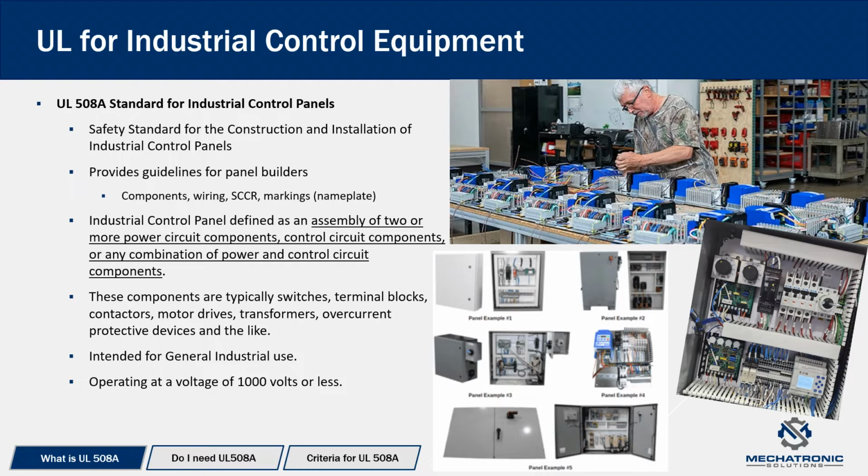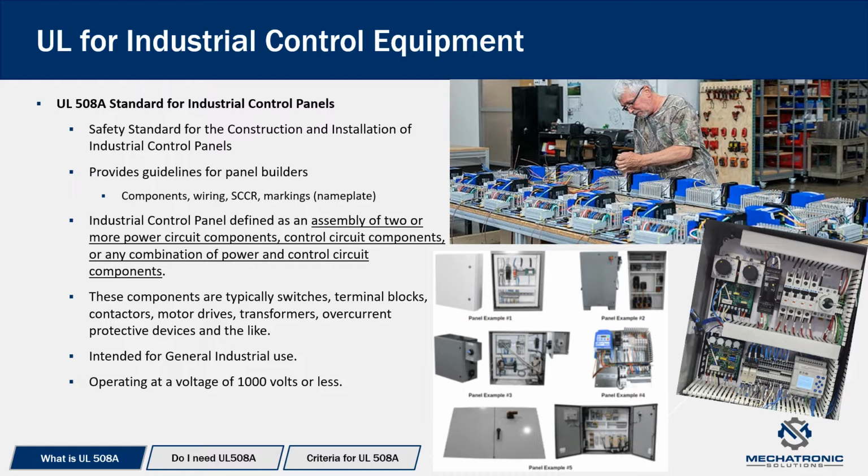And it defines an industrial control panel as an assembly of two or more power circuit components, control circuit components, or a combination of those. And so these components are usually the switches, terminal blocks, contactors, motor drives, transformers, all of the devices that you're going to put into an industrial control panel. That industrial control panel is intended for general industrial use at an operating voltage of 1,000 volts or less.